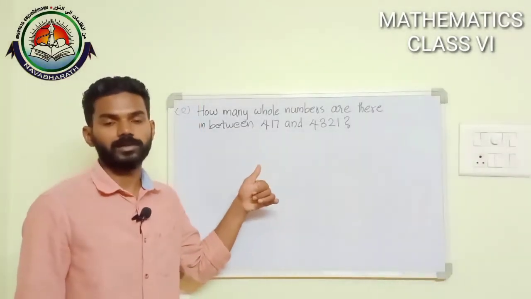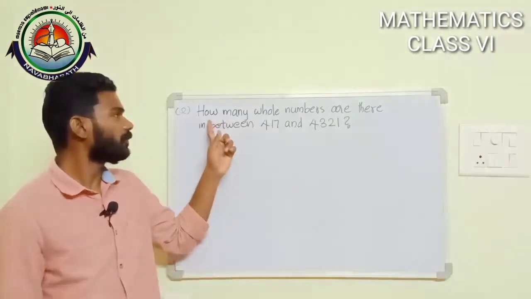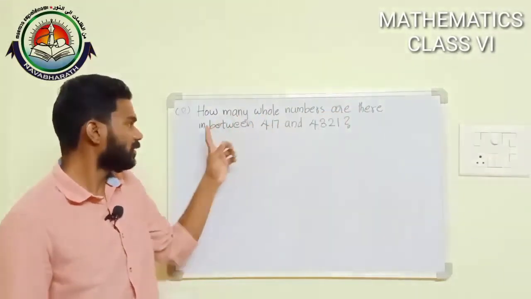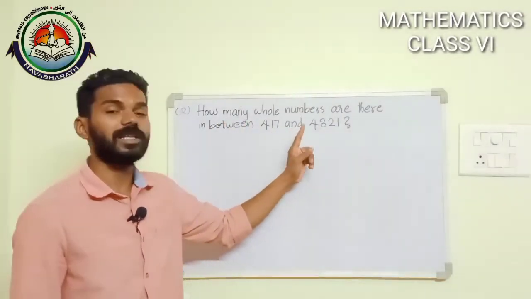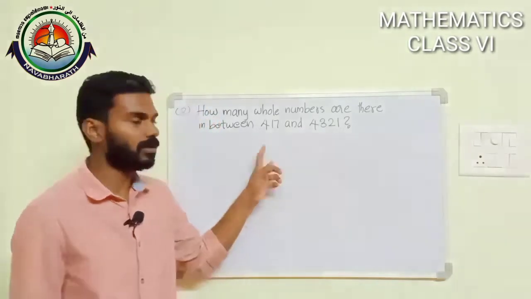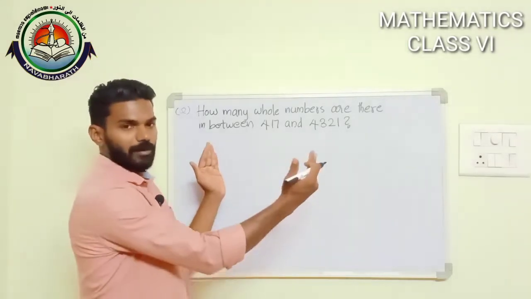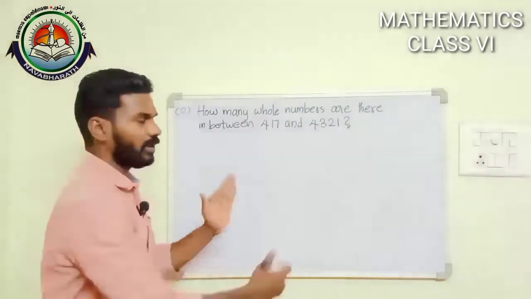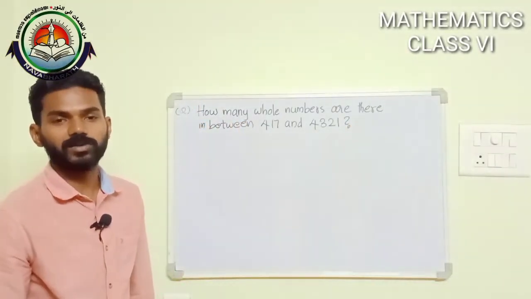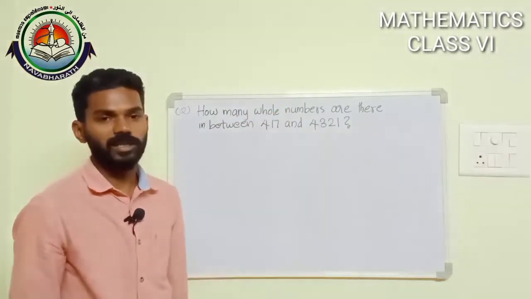Look here. Here is another problem given for you. Read the question. How many numbers are there in between 417 and 4321? So there are two numbers given for you, 417 and 4321, and you have to find the numbers, which numbers? All the numbers in between 417 and 4321. This is the question. How many numbers are there in between?